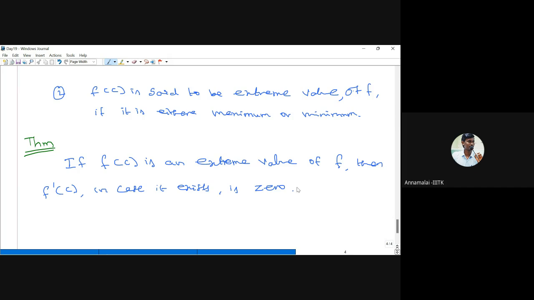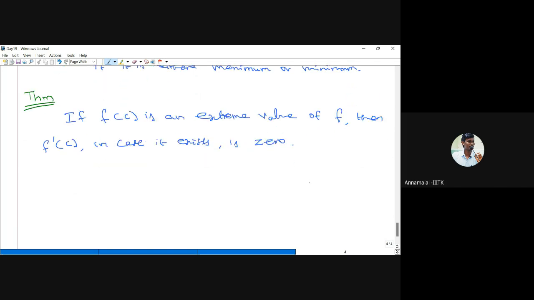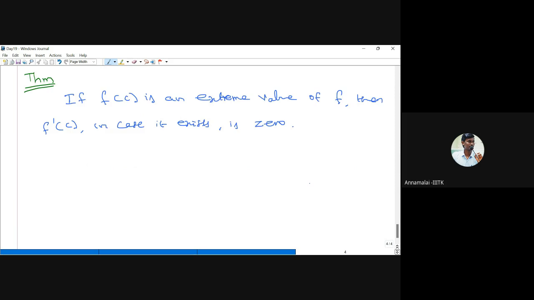Now, what is the sufficient criterion for existence of an extremum value? That is the first derivative test. So how to find the maximum value and minimum value of your function? First you have to take the function. So the theorem is called the first derivative test.